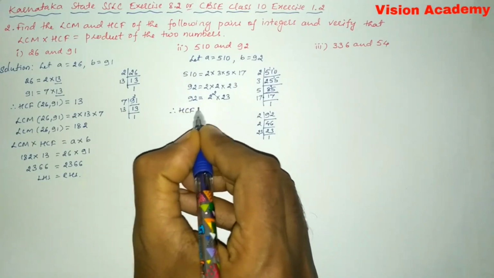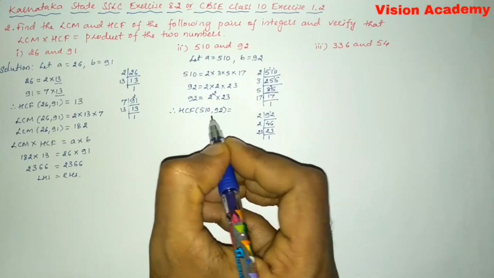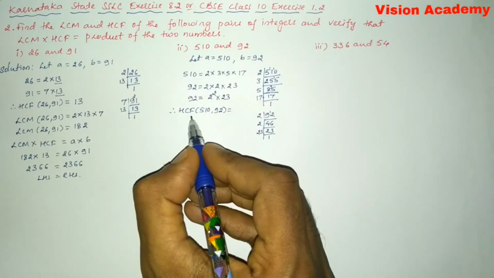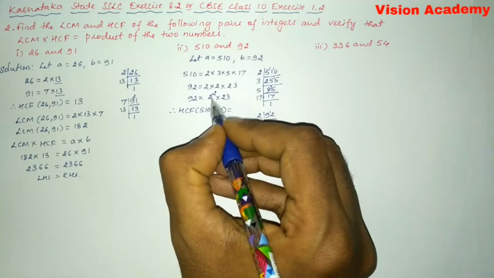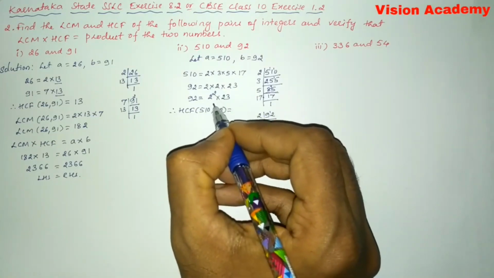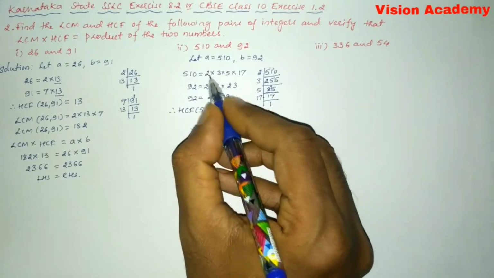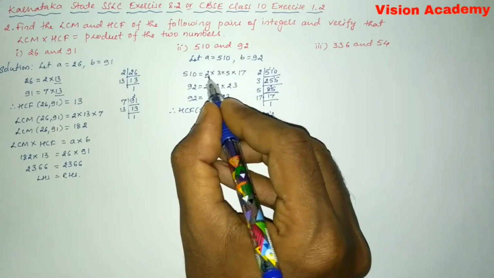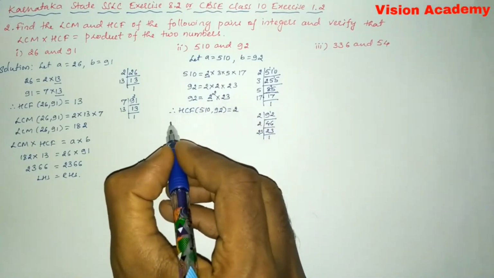So therefore HCF of 510, 92 is equal to, here the definition of HCF gives us the product of the lowest common prime factors in the number. So here the lowest common prime factors is here 2 to the power 2 and 2 to the power 1. So here HCF is 2. Now we'll go for LCM.